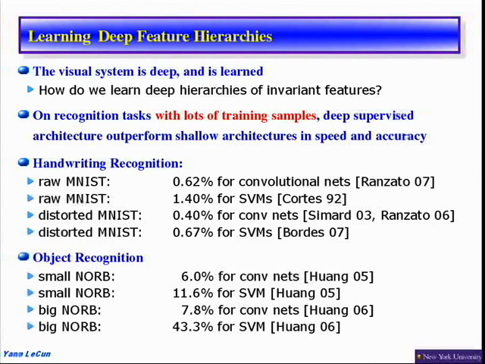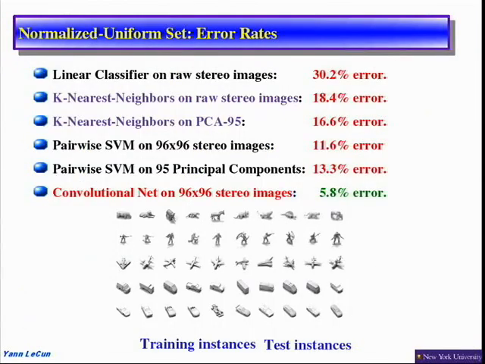For object recognition, the difference is even larger. I'll show you a demo of this in a minute. So here is a task for object recognition. We have 5 categories: animals, humans, airplanes, trucks, and cars. For each category, we have 10 objects. We're going to use 5 objects for training and 5 objects for test. And for each object, we have lots of different views under different illuminations and different viewpoints.